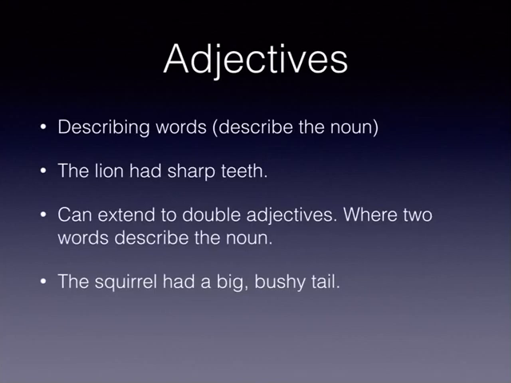These can be extended into double adjectives, where we have two words describing the noun. So the squirrel had a big bushy tail. This gives us a little bit more insightfulness, so that we can make a picture in our minds if we are reading this in a story.